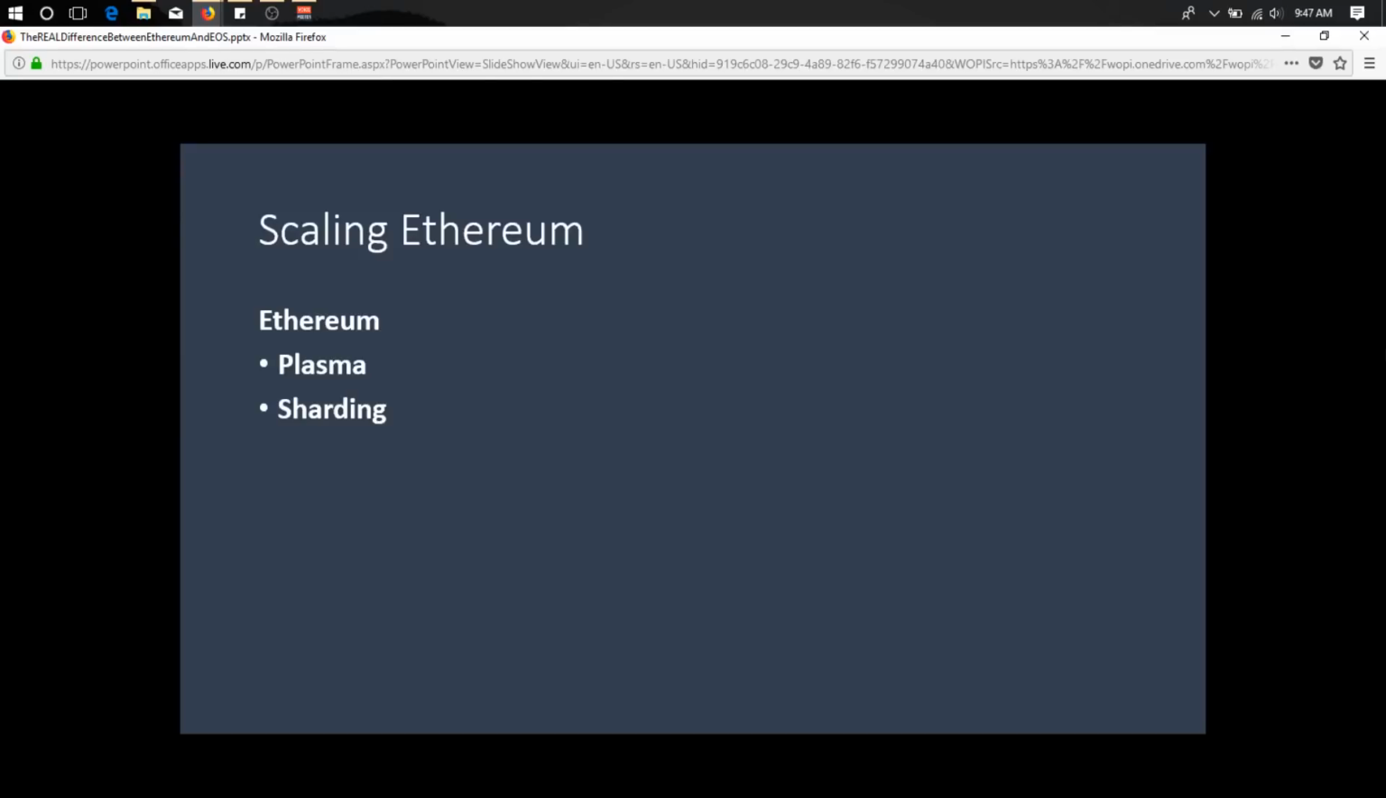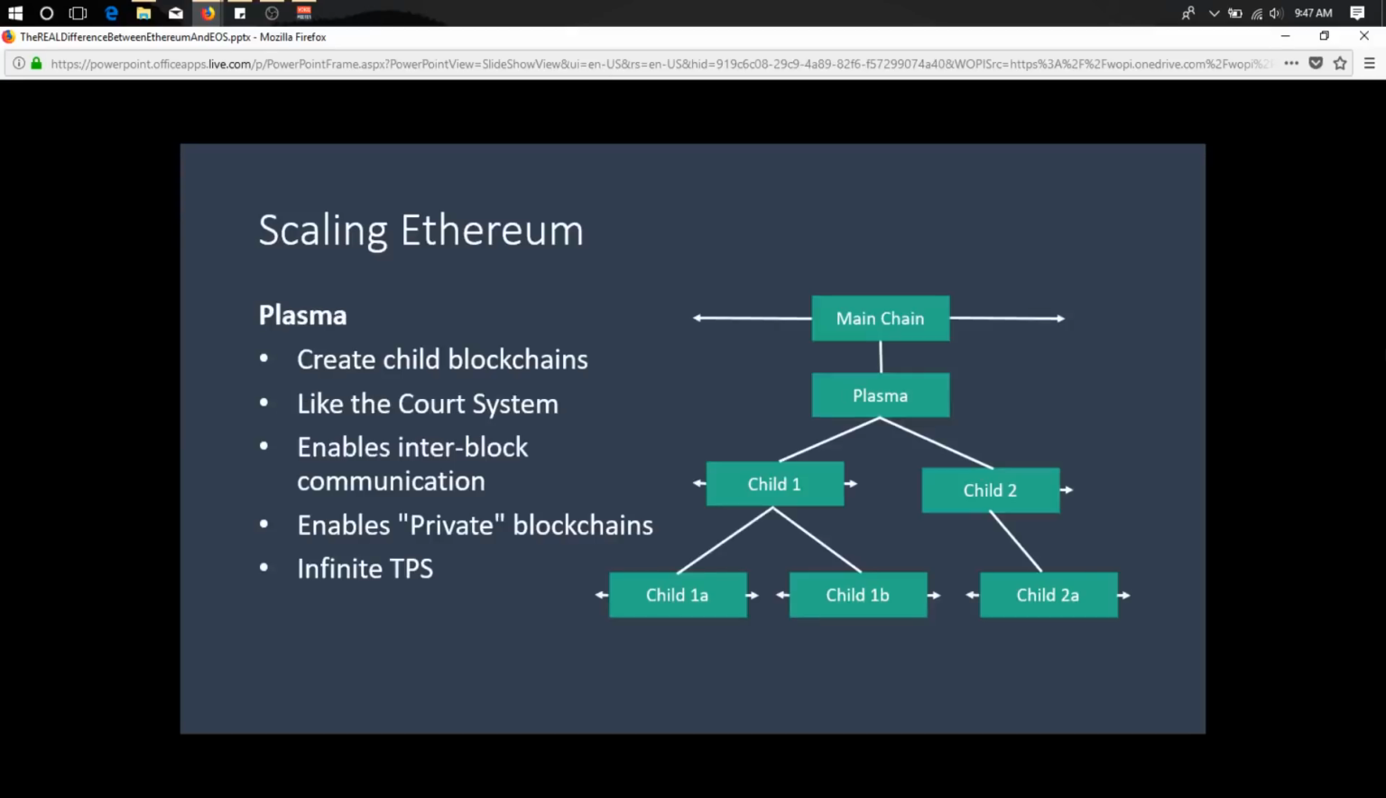We will have to split the topic of scalability into multiple parts since there is a lot of information to cover. We will start by looking at the two most notable scaling proposals for Ethereum, Plasma and sharding. First up is Ethereum's Plasma.